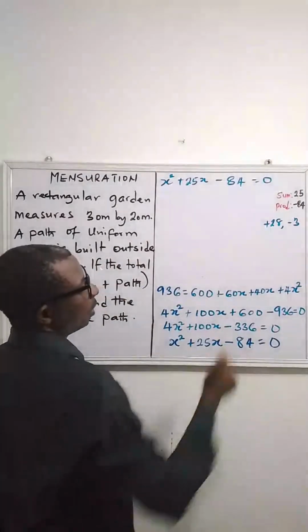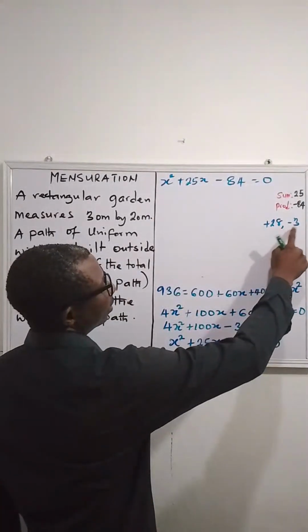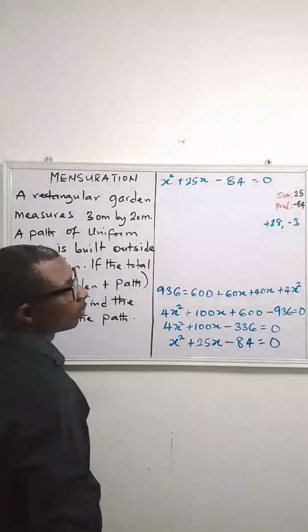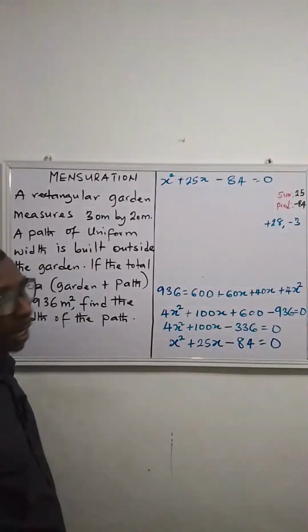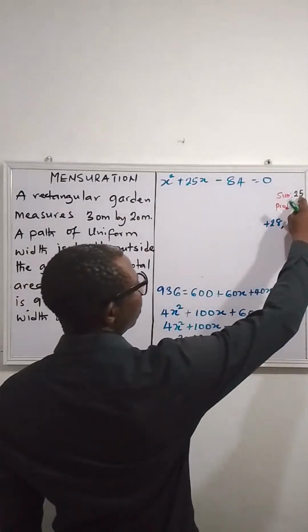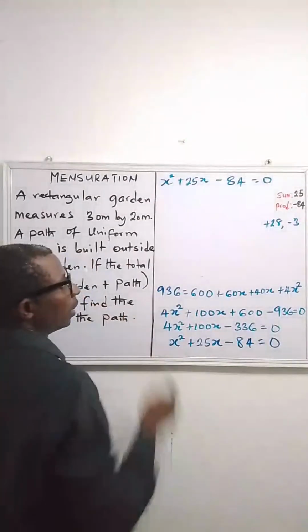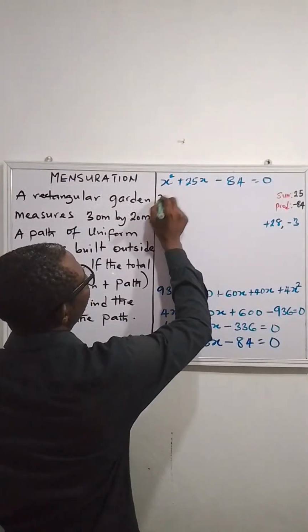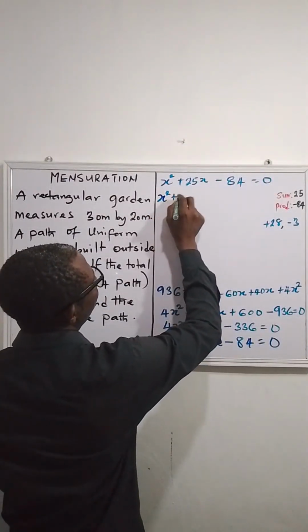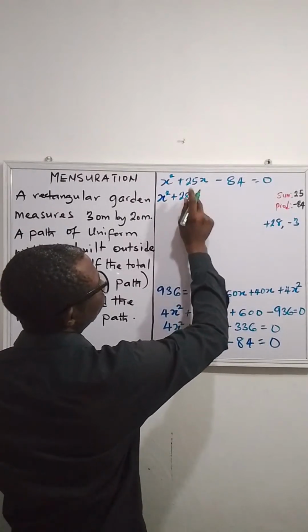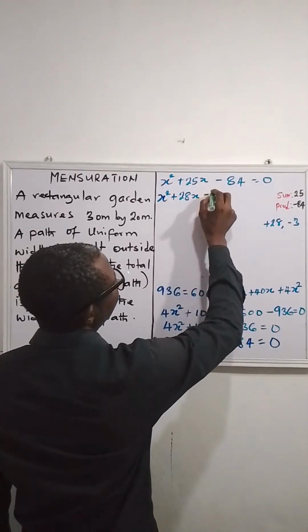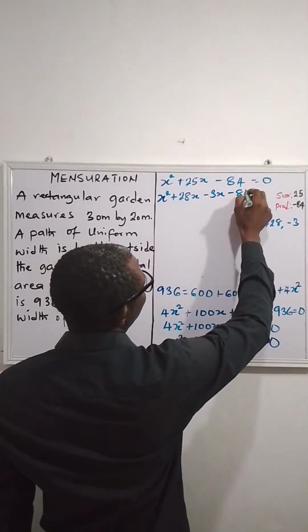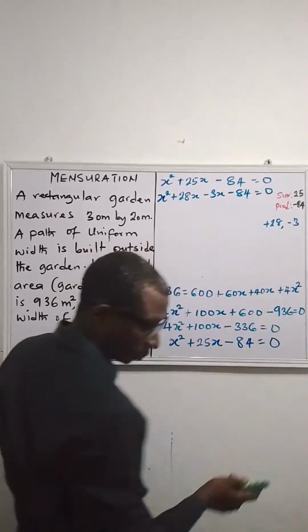All right, so when you multiply 28 by negative 3, you have negative 84, and the addition of these gives us positive 25. So this equation turns to x squared plus 28x, so it's going to be in terms of x now, negative 3x, negative 84 equals to 0.